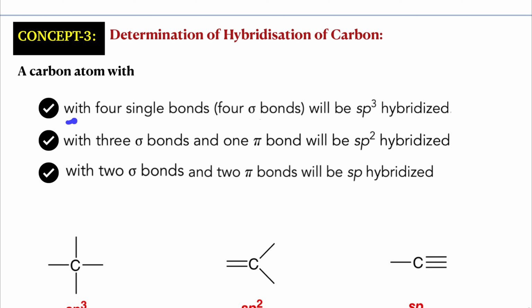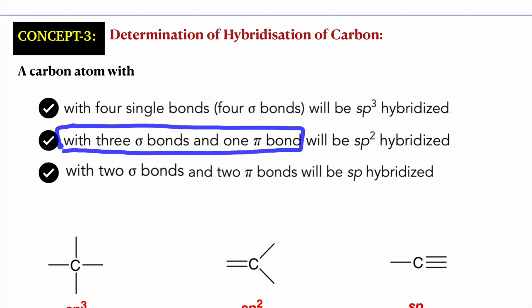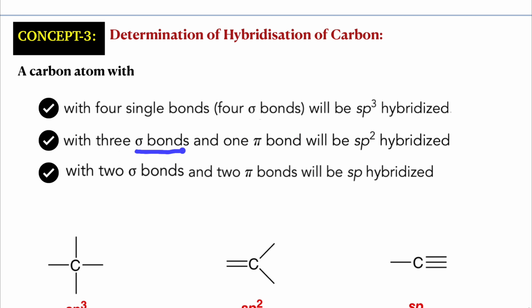Whenever carbon has four single bonds, all single bonds are sigma bonds. When carbon has four single bonds, that is said to be sp3 hybridized, and that will have four sp3 hybrid orbitals. Carbon with three sigma bonds and one pi bond: carbon shows tetravalence. If it has three sigma bonds and one pi bond, then it is said to be sp2 hybridized, and that will have three sp2 hybrid orbitals and one p orbital, a pure, unhybridized orbital.